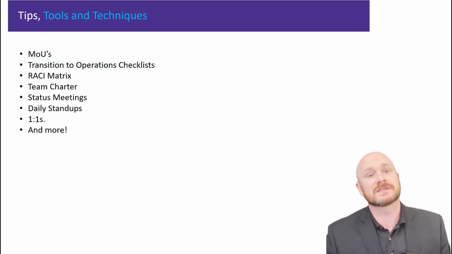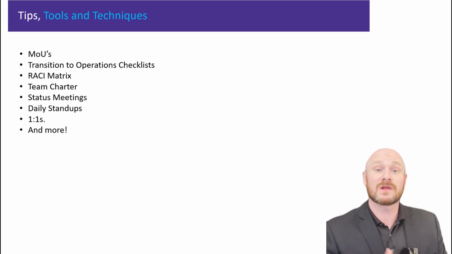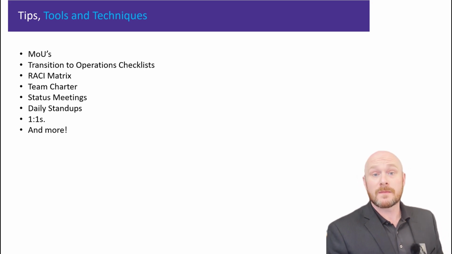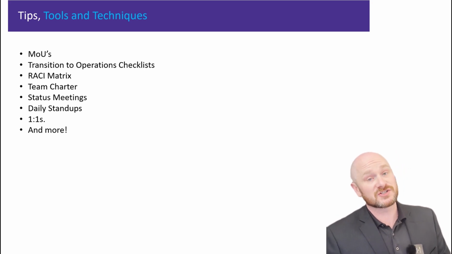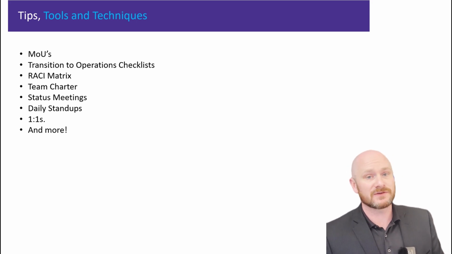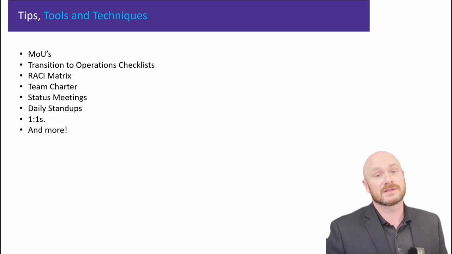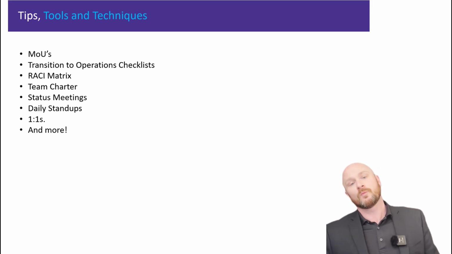If you're looking for some tips and tricks to help manage issues around roles and responsibilities, I've got a few here as well as some templates. So you could go with memorandums of understanding, transition to ops checklists, the RACI matrix, or responsible, accountable, consulted, and informed, team charters, status meetings, stand-ups, one-on-ones, and a whole bunch more.